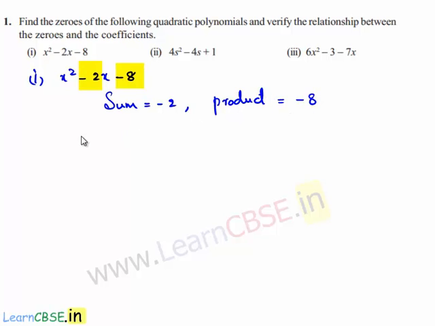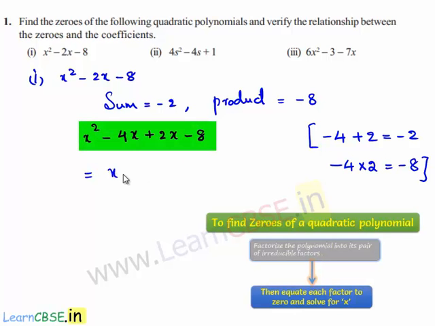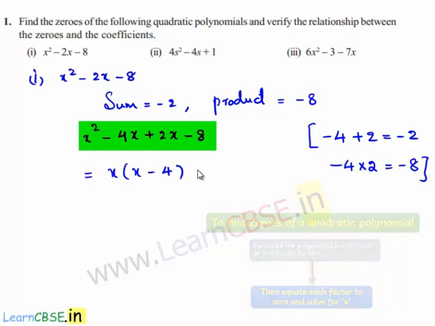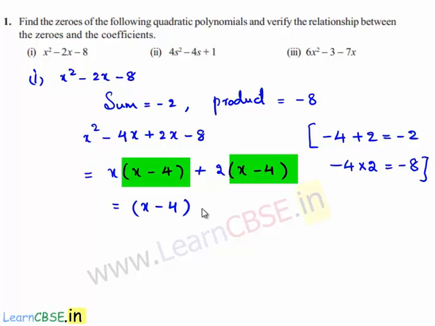So by method of splitting, we can write the given quadratic polynomial as x² - 4x + 2x - 8. So that -4 + 2, the sum is -2 and the product of -4 and 2 is -8. So -4 and 2 satisfy the two conditions of the sum and the product. That is x² - 4x + 2x - 8. So taking x as common, we get x(x - 4) + 2(x - 4), which is (x - 4)(x + 2).